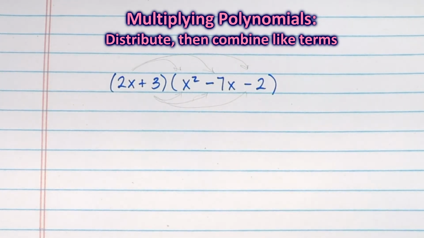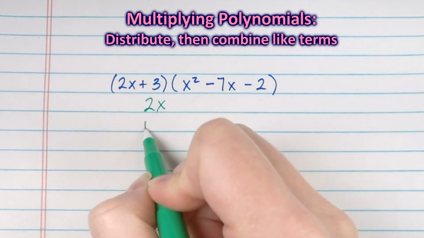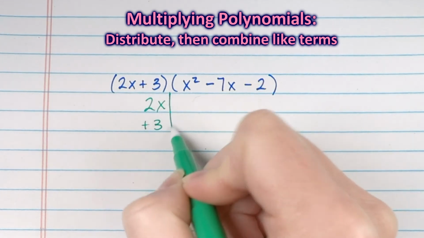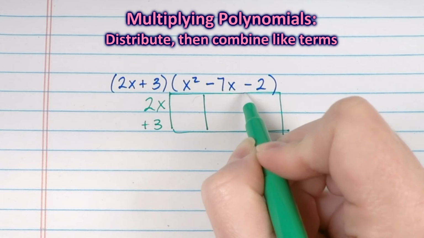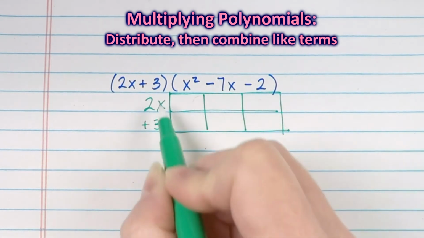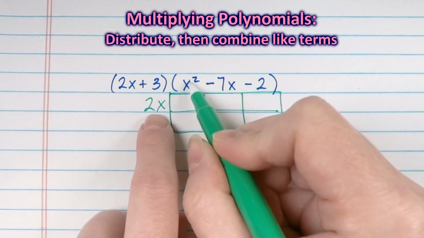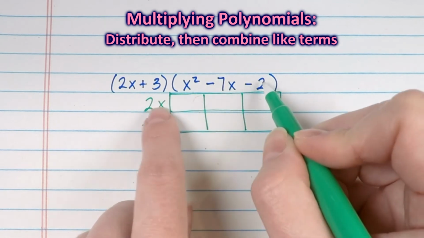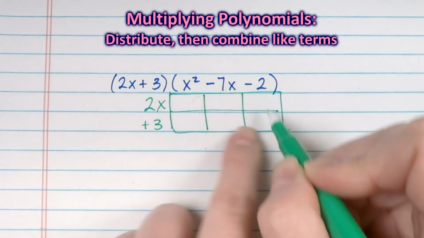For the box method, I'm going to take the first polynomial, and I'm going to write this down here vertically. And then I'm going to draw a box in between these two. And now I'm going to draw in some lines separating the rows and the columns. I've got 3 terms here, so that means I have 3 columns, and then 2 terms here, so that gives me 2 rows. And now I'm just going to multiply. So I'm going to do 2x times each of these terms that are in the polynomial. And then I'll do 3 times each of those, and just line them up as I go.